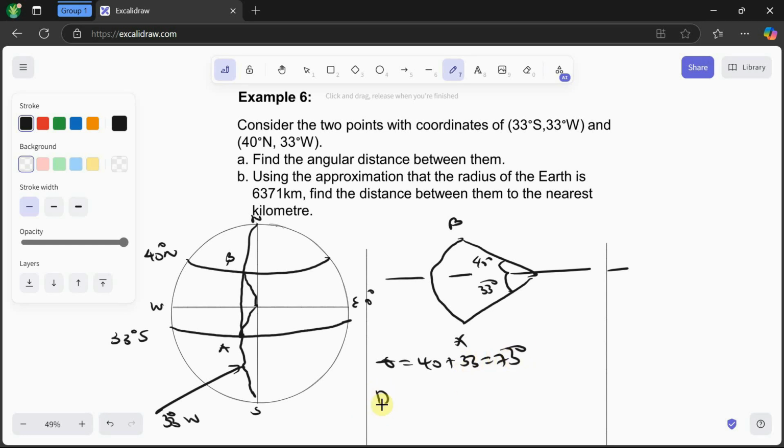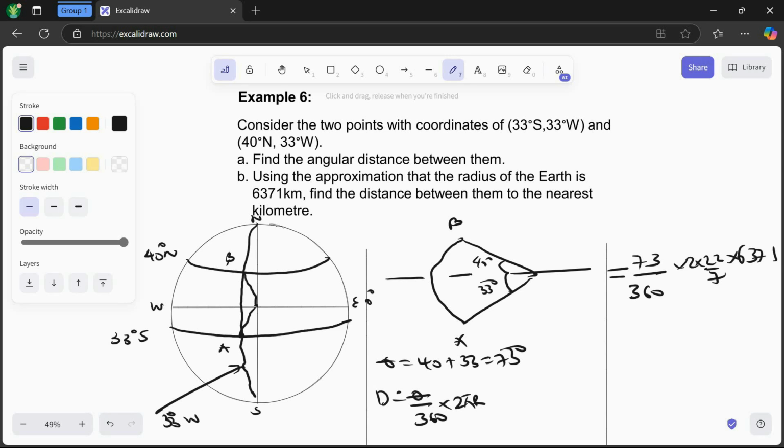And then our D is what? Theta over 360 times 2 pi r. Remember, in this question we were told r to be 6,371. You have to be very, very careful. Most times they will give you 6,400, but you cannot assume that it's going to be 6,400. So this is equal to 73 over 360 times 2 times 22 over 7 times 6371. So let's punch all of that into our calculator and see what we're going to get.